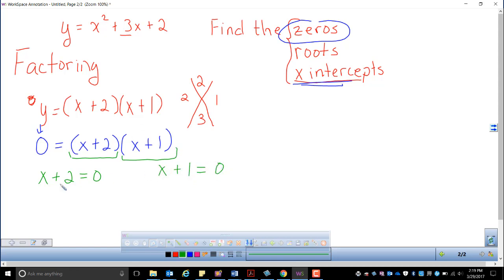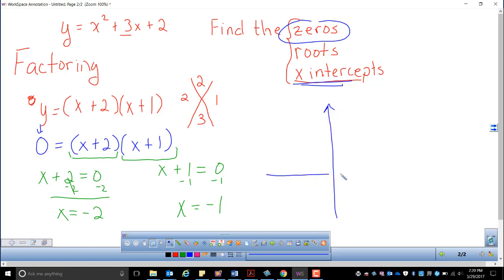And then I solve. Well, 0, if I minus 2, 0 minus 2 is negative 2. And here, I'm going to subtract 1, so it's negative 1. So negative 2 and negative 1 are my zeros. So what that means is if I was going to graph this, here's this parabola. My zeros are at negative 2, right here, and negative 1, right here.